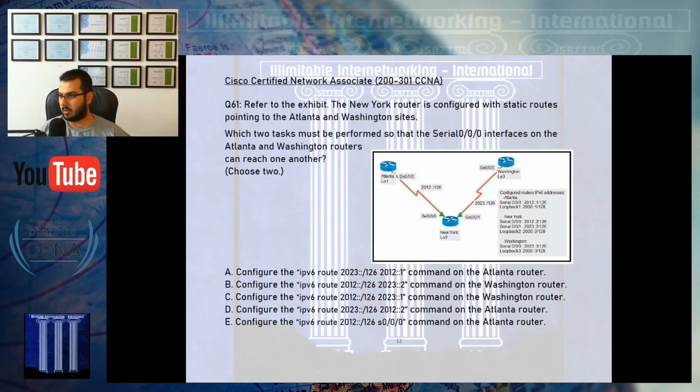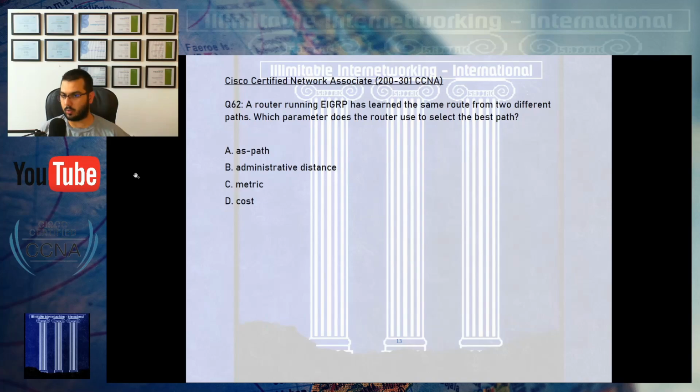Okay, let's jump to question 62. Question 62 says a router that's running EIGRP has learned the same route from two different paths. Whenever a router elects a specific path, it will use its own metric. In RIP it will be the shortest path. In OSPF it will be the path with the highest bandwidth, or the lowest cost.